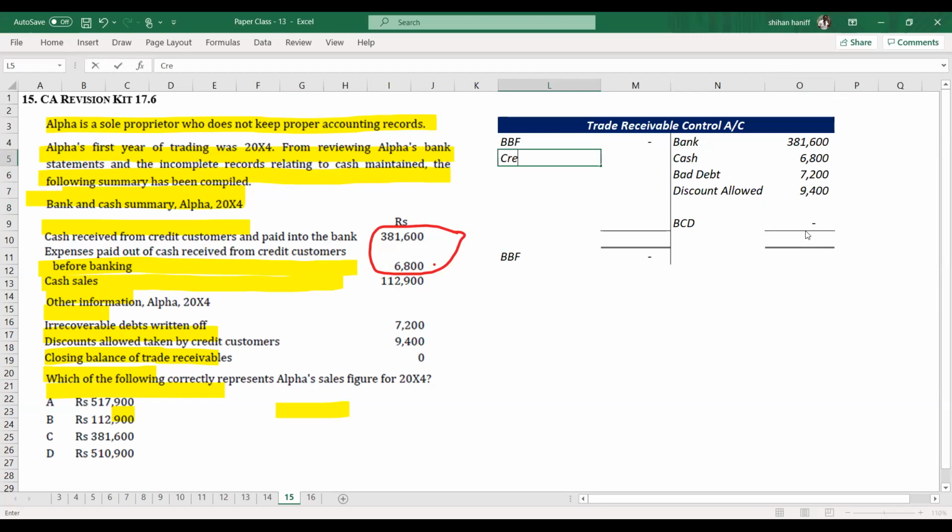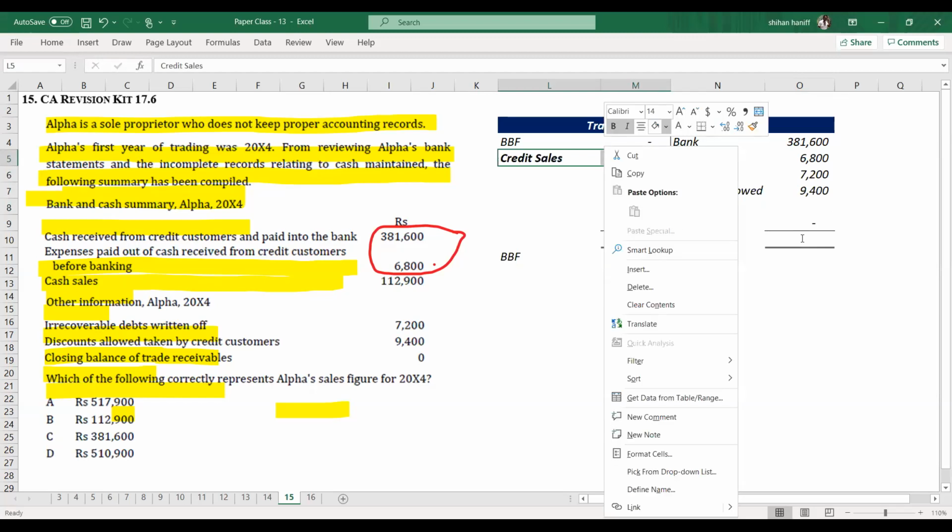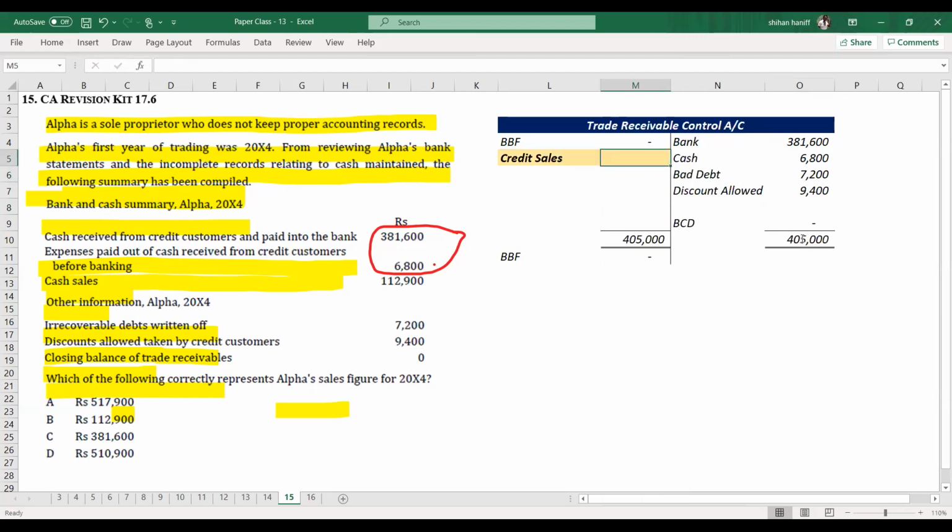So let's find the credit sales first. How much is the credit sales? So total 405,000. So total sales means cash sales plus credit sales.